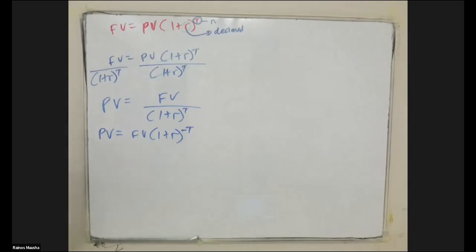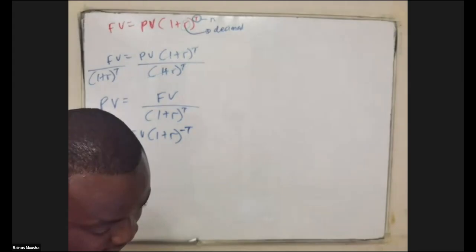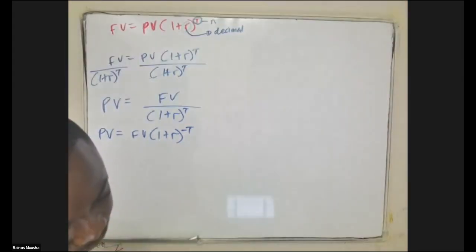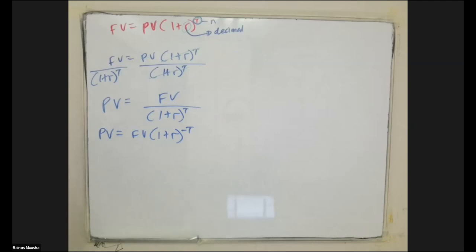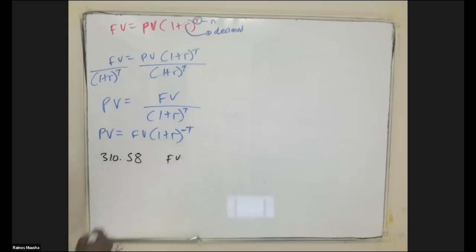So to get your answer, remember the next example that they gave us here. They gave us that your future value is 310.58, your number of periods is 10 years, and your interest is 12%, and then they ask us to find the present value. So to get the present value, what are we given? We are given that 310.58 is the future value.